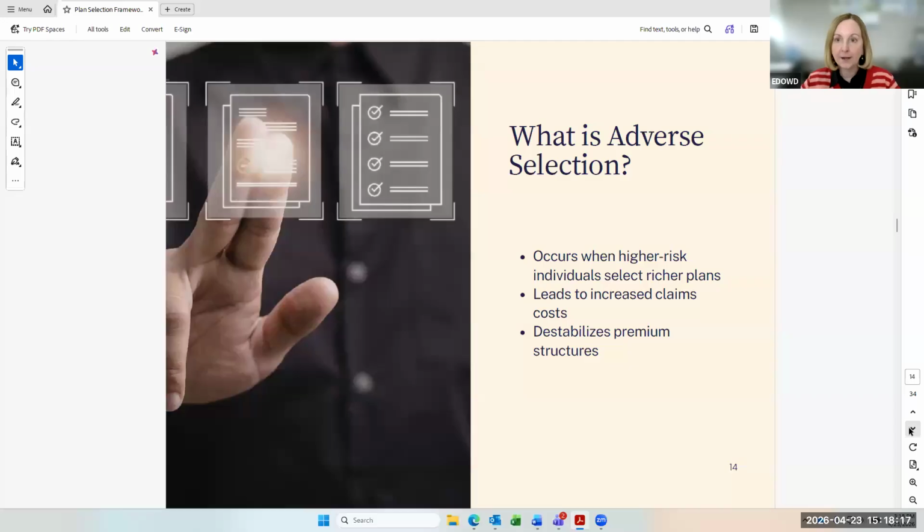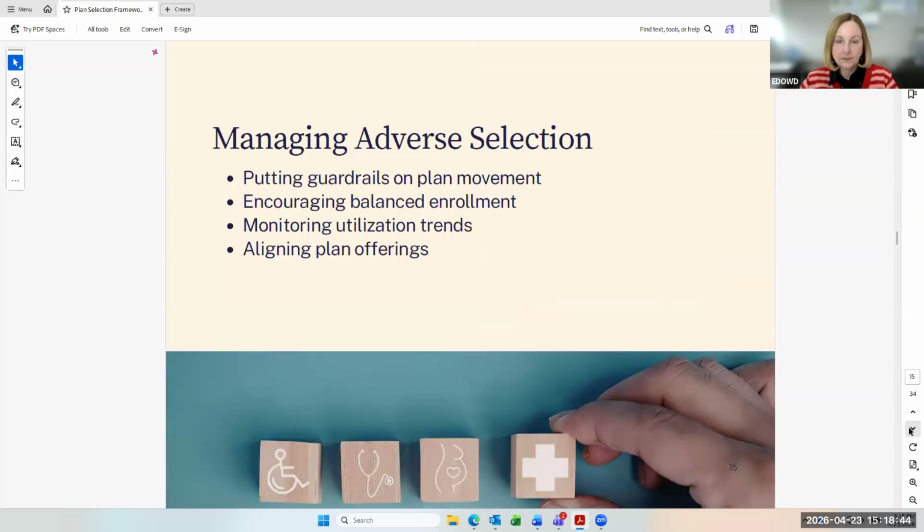The thing we're most concerned about is adverse selection. In the example I gave you, adverse selection is when higher risk individuals select richer plans, and that leads to increased claims cost. And it destabilizes our premium structure. So we want to manage adverse selection, and one way to do that is by putting guardrails on plan movement, by encouraging balanced enrollment, monitoring utilization trends, and aligning plan offerings with organizational objectives.